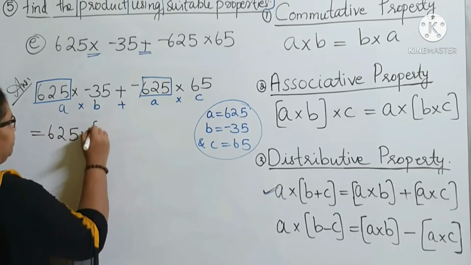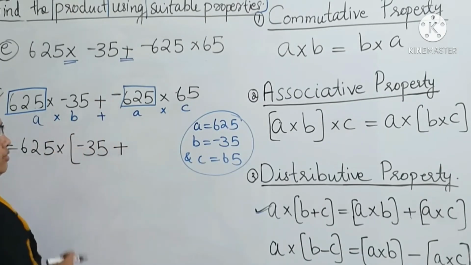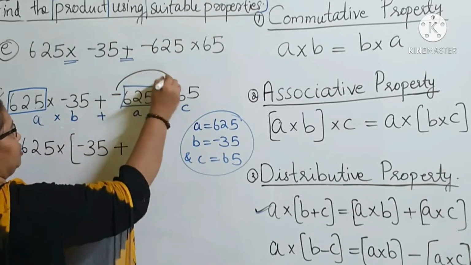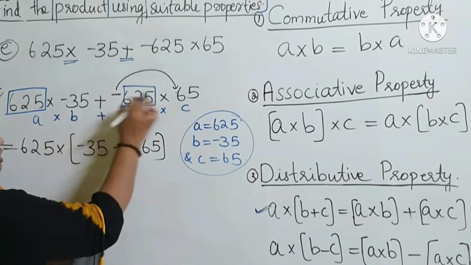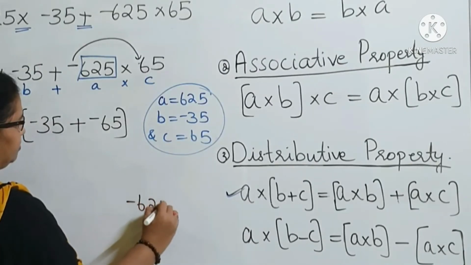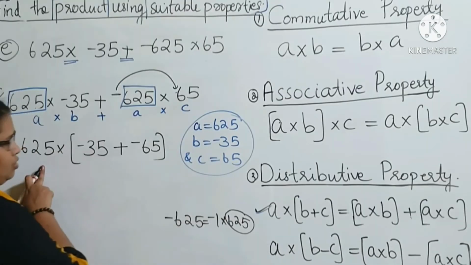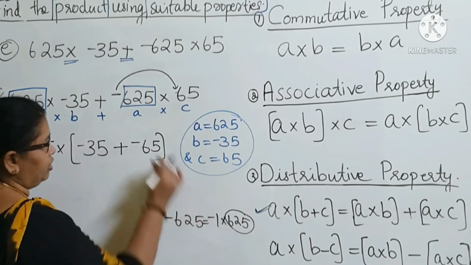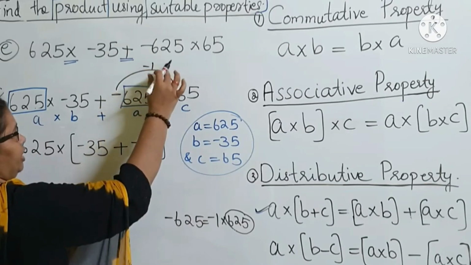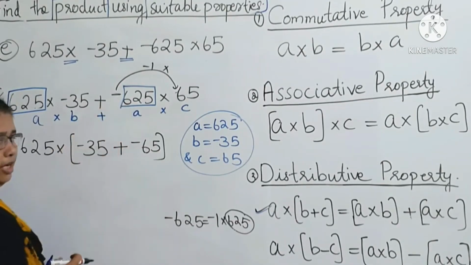So what is B here? Negative 35 plus, we cannot leave this negative here, that will go to 65, that is minus 65. Negative 625 is negative 1 into 625. We took only the 625 outside, the negative sign is remaining over there. So negative 1 is remaining over here, and negative 1 into 65 is negative 65. Understood? This negative is remaining over there.